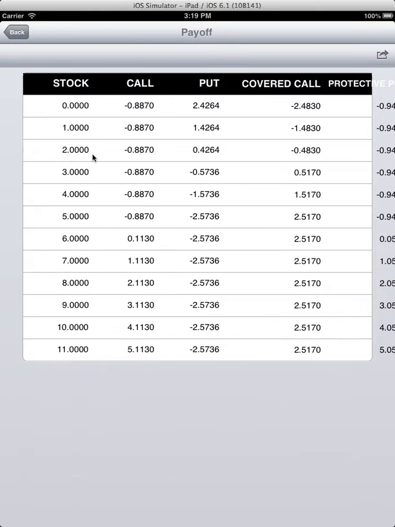And then the payoffs. As the prices keep moving, what is the option payoff? This is what it is. So it is the stock price, call price, put, covered call, protective put.